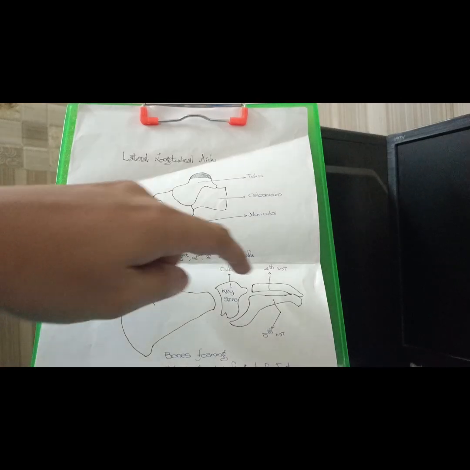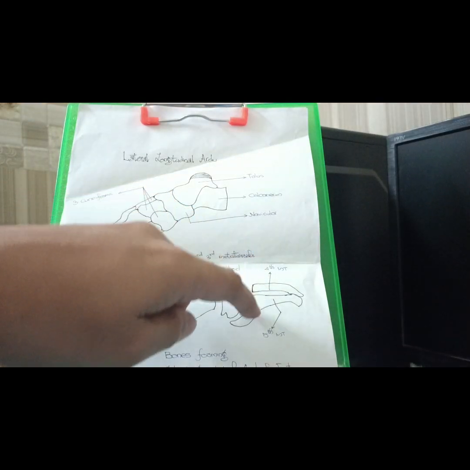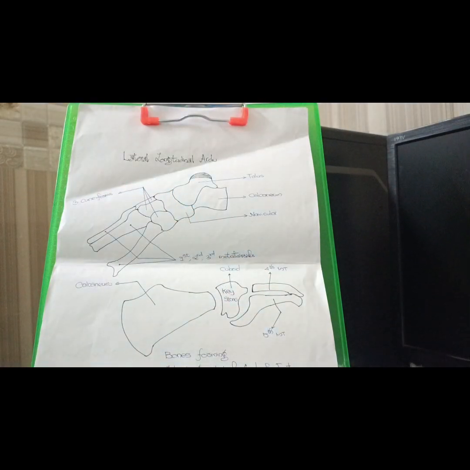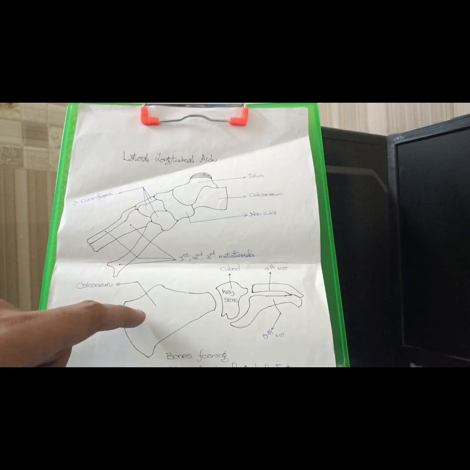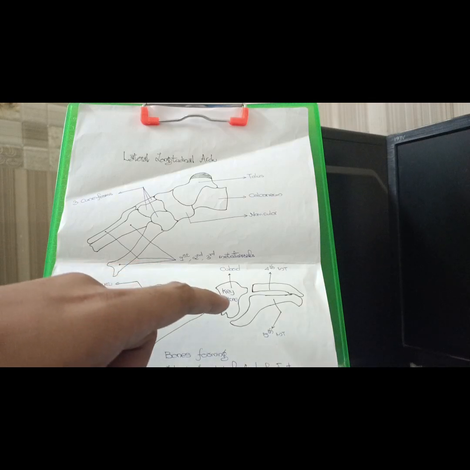The anterior end is formed by the fourth and fifth metatarsal bones, whereas the posterior end is formed by the lateral tubercle of the calcaneum, and the keystone is formed by the cuboid bone.